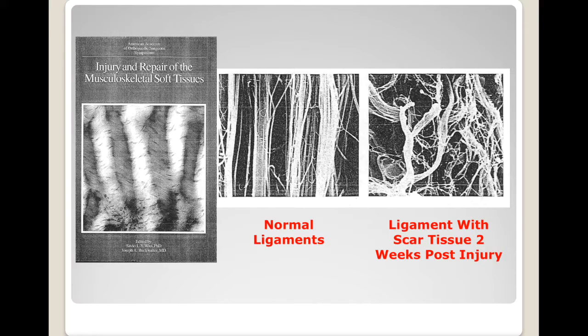So why does this matter? Well, this is from injury and repair of the musculoskeletal soft tissues. If you look right here in the normal, this is what a normal, healthy, strong ligament looks like. Over here on the right, this is a ligament that has been damaged, and it's starting to build up scar tissue. That's what happens to the tissue when it's injured. It's very obvious to anyone, this ligament is a lot stronger than this, and so we need to know if these are going on so we know the proper treatments to do.